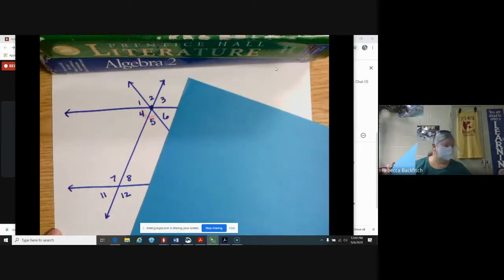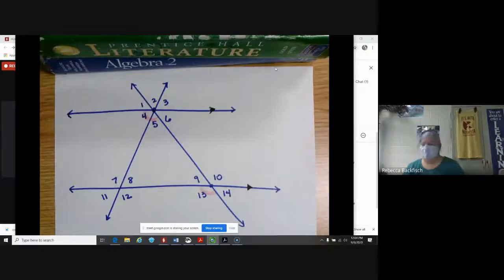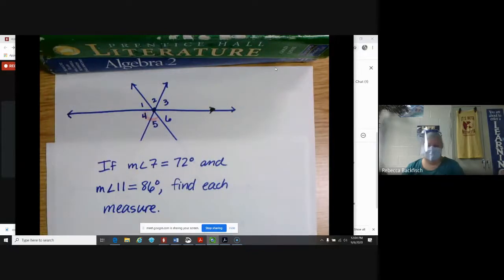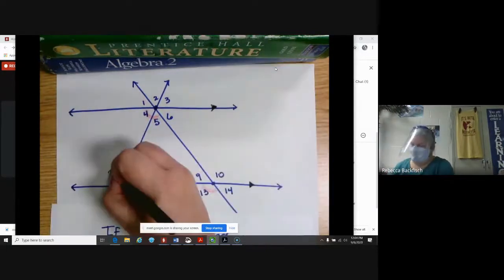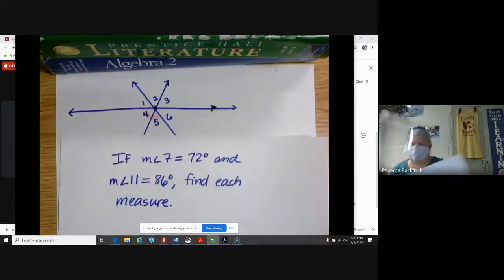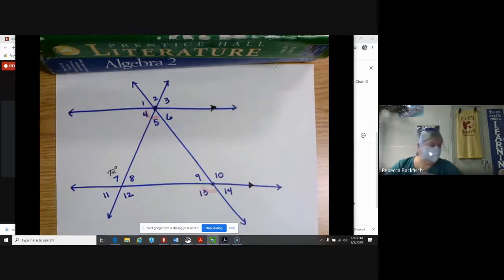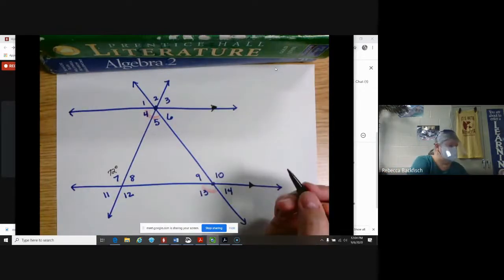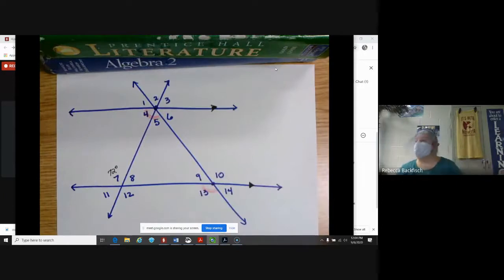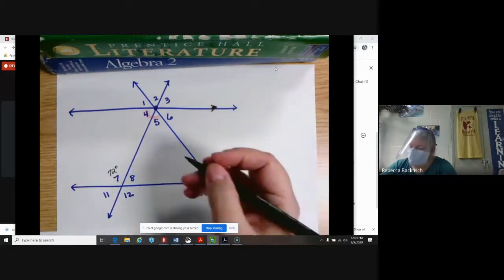Okay, so for this picture, we're going to do this information. Let's try this. If the measure of angle 7 is 72 degrees and 11 is 86, we're going to find each measure. So let's go ahead and label our picture. Measure of angle 7 is 72 degrees, and the measure of angle 11 is 86 degrees. And that's wrong. I'm sorry. I must be looking at the wrong one. I was looking at the wrong one, folks. I'm sorry. Take that info back.